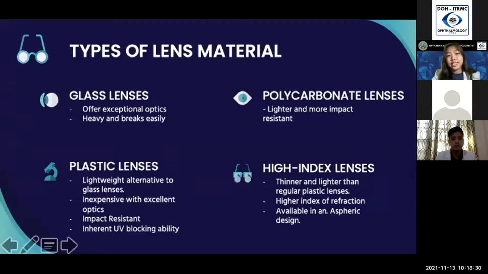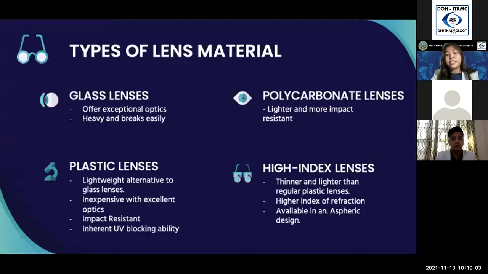First one is the glass lenses. In the early days of vision correction, all eyeglass lenses were made of glass. Glass lenses offer exceptional optics. However, they are heavy and can break easily, potentially causing a serious eye injury or even loss of an eye. For these reasons, glass lenses are no longer widely used for eyeglasses. Next one is the plastic lenses. Plastic eyeglass lenses are about half the weight of glass lenses. They are relatively inexpensive and have excellent optical qualities.